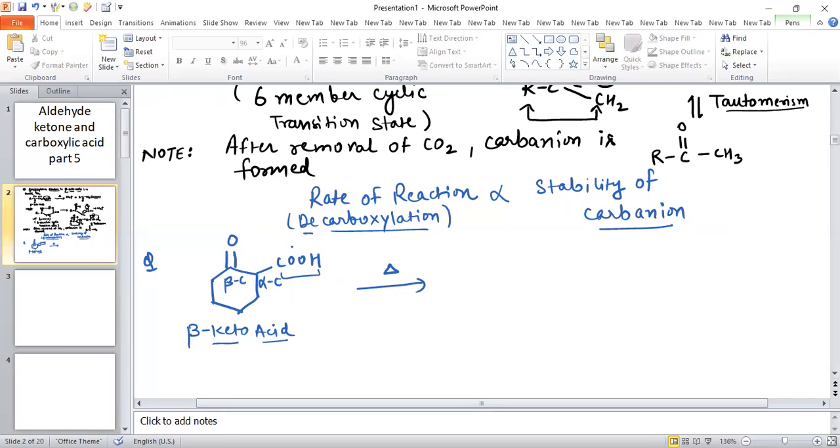So what happens? This CO2 gas will be removed. After removal of CO2, this compound is obtained. The name of this compound is basically cyclohexanone. When you simply heat this beta keto acid, CO2 gas will be removed automatically and we obtain this product.